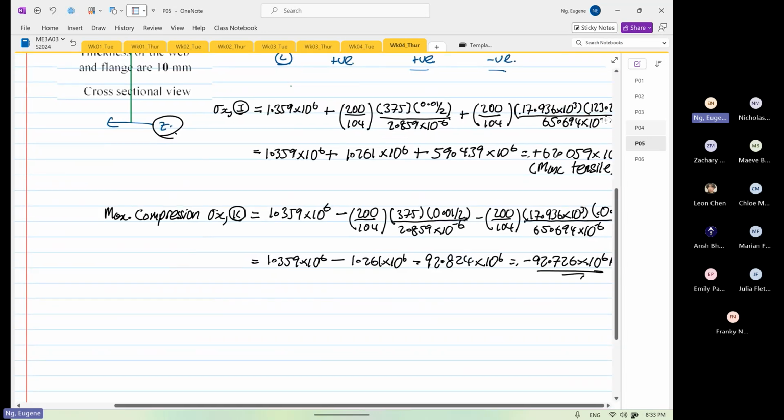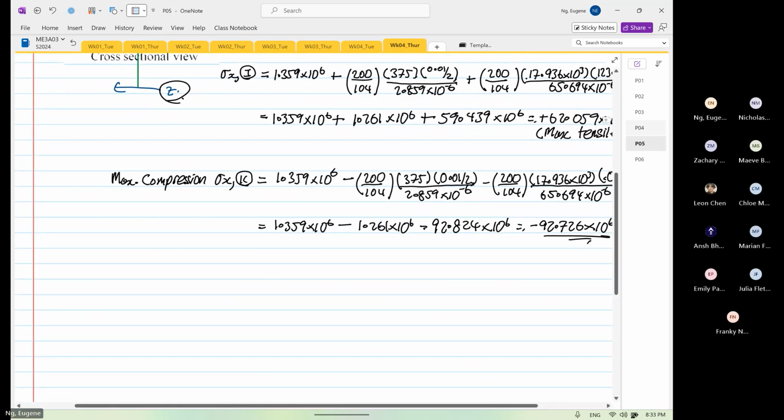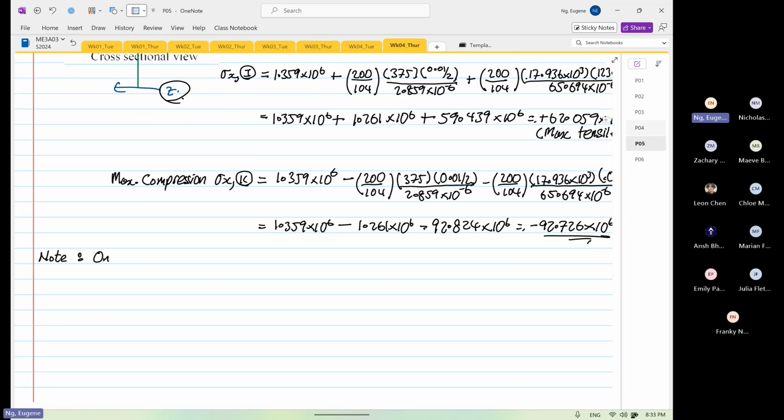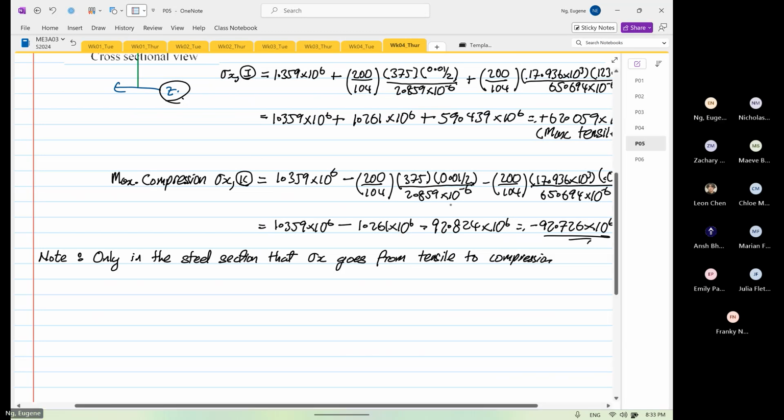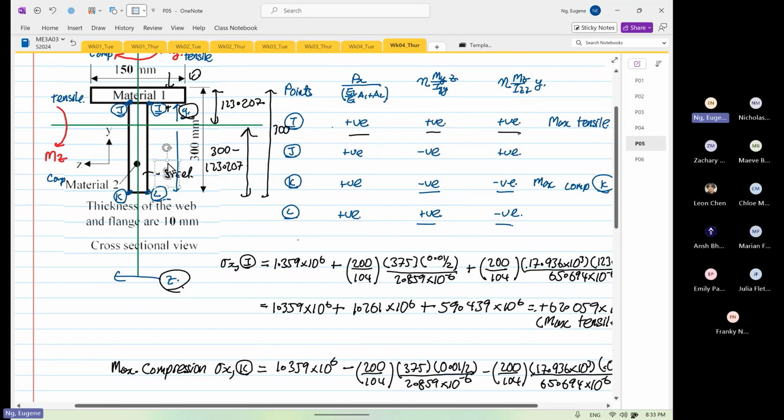Now note that only in the steel section, the stress X goes from tensile to what? Compression, right?